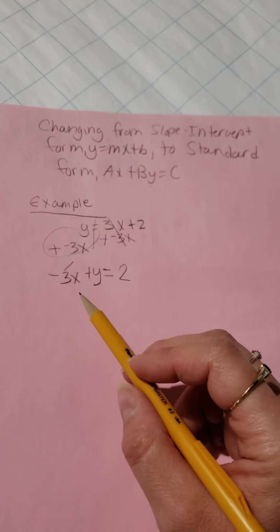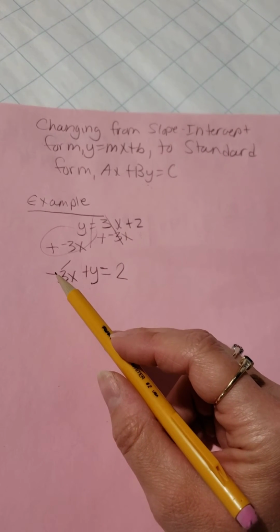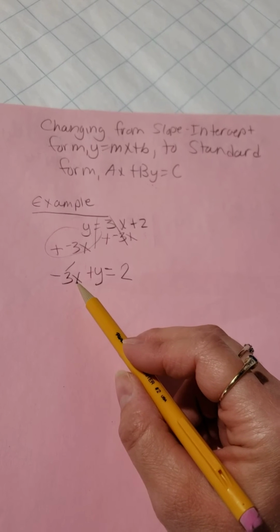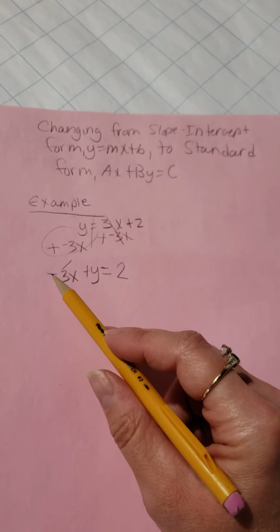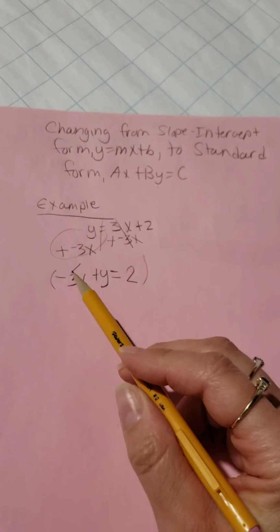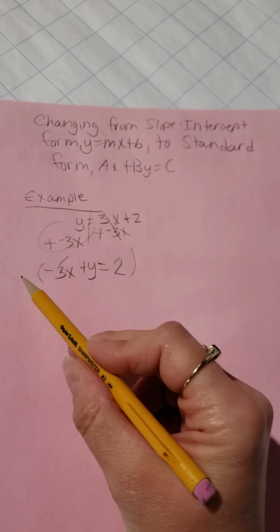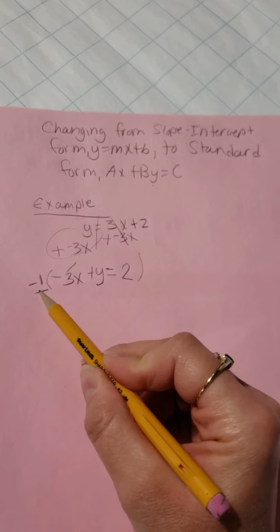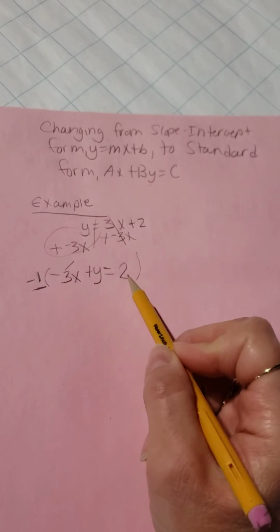Now next year, they're going to want you to make sure you never have a negative with the x. So see how we have a negative 3? What you do to get rid of that is you just multiply by negative 1, because anything times negative 1 will change the sign. So you're just going to distribute. You're going to multiply this negative 1 times everything in your equation.